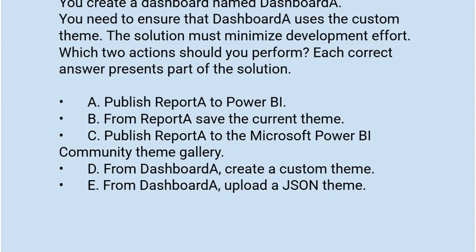Option A, publish Report A to Power BI. Option B, from Report A, save the current theme. Option C, publish Report A to the Microsoft Power BI Community Theme Gallery. Option D, from Dashboard A, create a custom theme. Option E, from Dashboard A, upload a JSON theme.